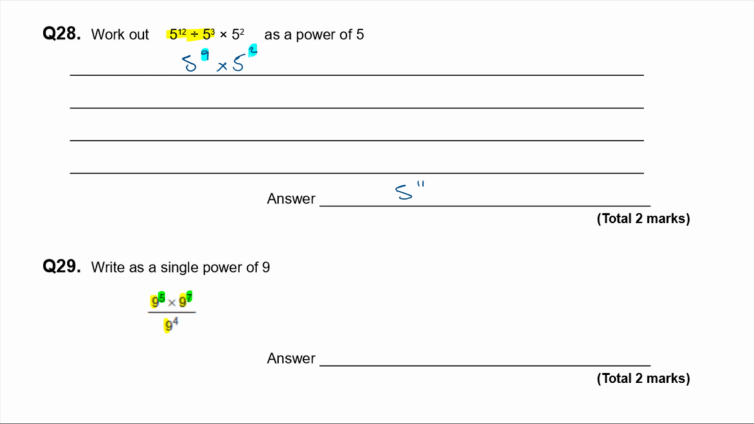So that's going to be 9 to the power of 16 divided by 9 to the 4. And then again, we've got two numbers with the same base. We're dividing them, so we're going to be subtracting these indices from each other. So 16 subtract 4 is 12, so it's 9 to the power of 12.